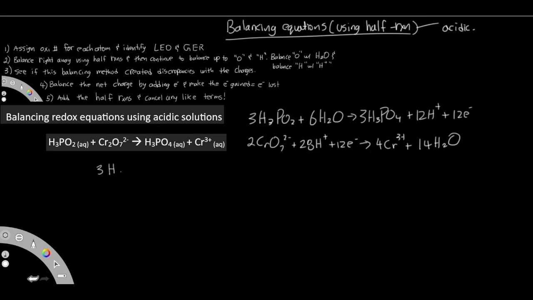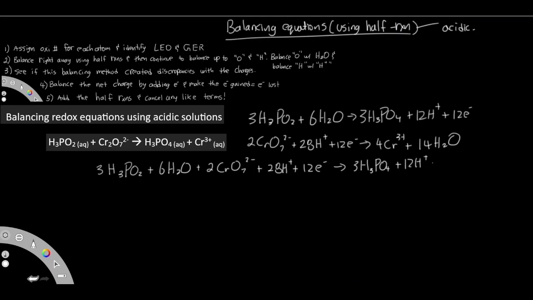We get 3H3PO2 added with our 6H2O, added with our 2 Cr2O7 2 minus, with our 28 H plus, the 12 electrons, yielding the 3H3PO4, the 12 H pluses, the 12 electrons, the 4 chromium ions, and the 14 H2O. So let's cancel out the like terms.